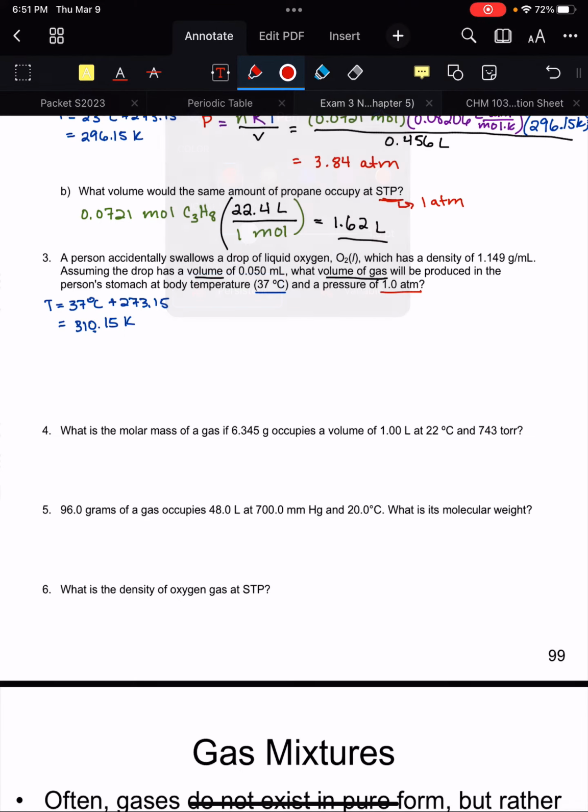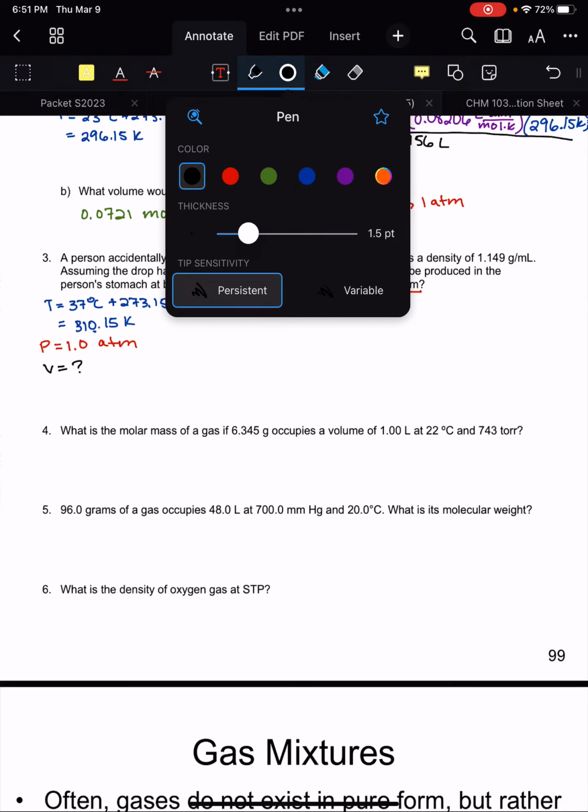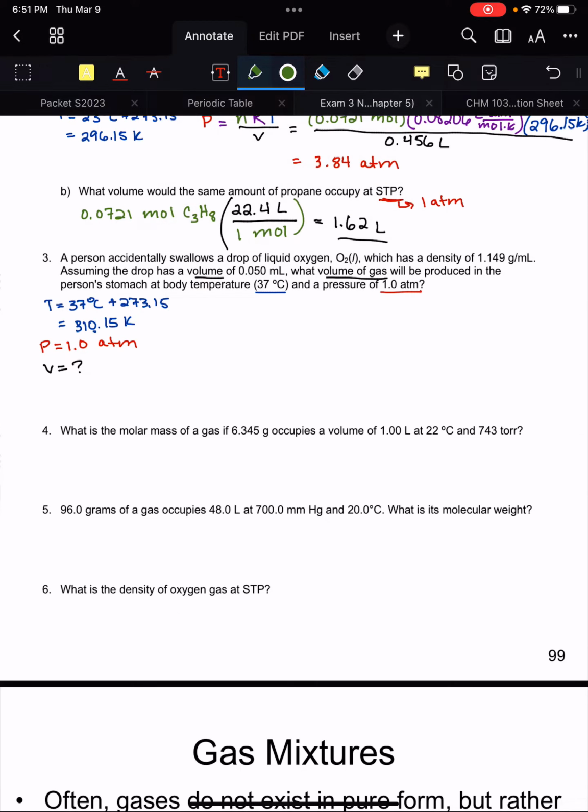We know that the pressure is 1 atmosphere, which makes our lives a lot easier. And we are going to be solving for the volume. But it looks like we have two pieces of information about volume and none about moles. So how do we deal with that? Well, we know that we were given the volume of the liquid and the density of the liquid. So that means that we'll be able to solve for the mass and then the moles. And we're going to see how, when the liquid changes to the gas, that affects the volume.